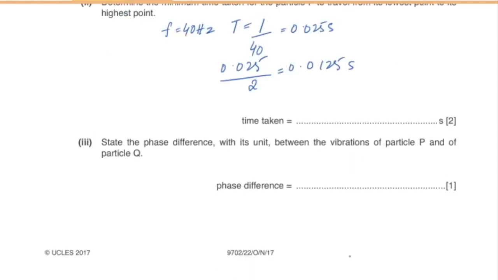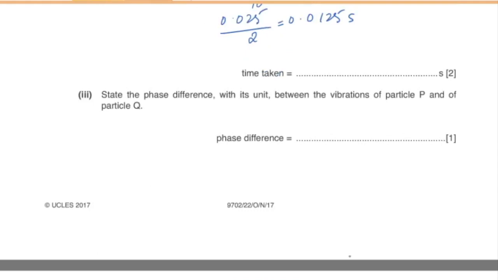Part 3, state the phase difference with its unit between the vibrations of particle P and of particle Q.